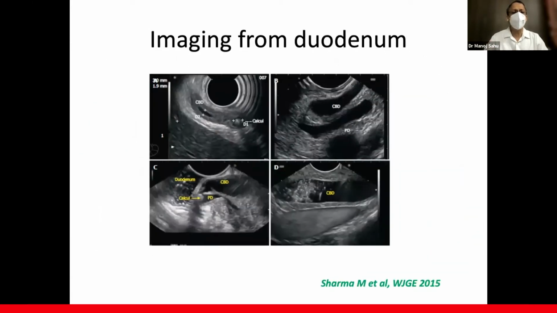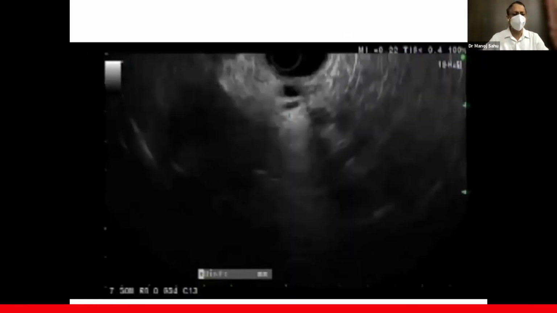Imaging from the duodenum also, you can image the lower third of the duodenum, and the mid and upper part can be seen by different maneuvers. Here, one small stone. Here, the periampullary carcinoma, dilated CBD and PD. So here is a small stone at the ampulla. Here, the sludge at the CBD. So imaging can be done from the duodenum also.